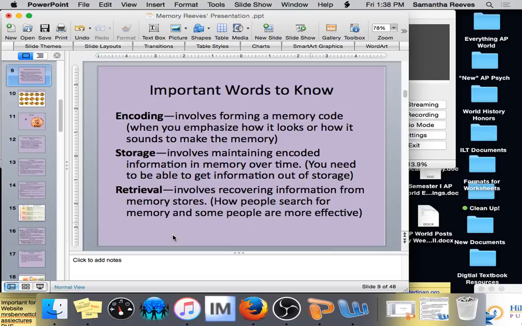Okay, so what you need to know for memory is it comes in a couple of different ways. This is literally what you need to write on question 1.